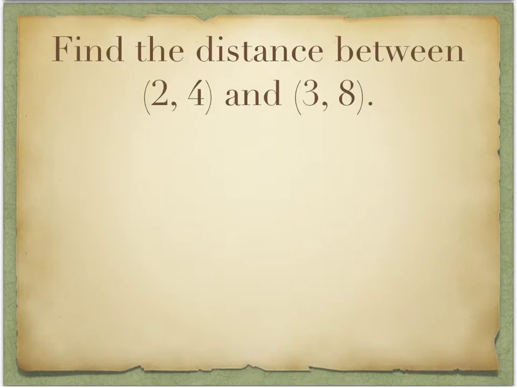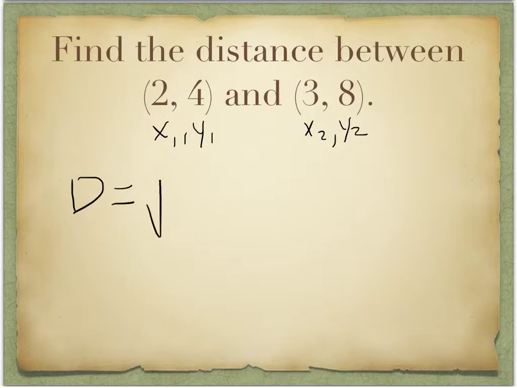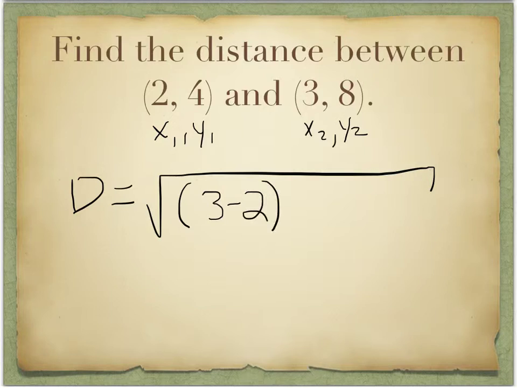So let's try out some problems now. We need to find the distance between these 2 points, (2, 4) and (3, 8). And we can call this x1 and y1 and call this x2 and y2. And then we plug that into the distance formula: x2 minus x1 squared plus y2 minus y1 squared. And then we simplify it down.